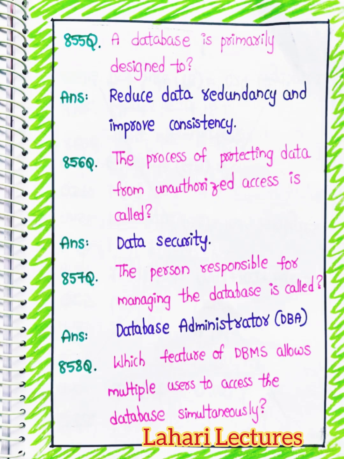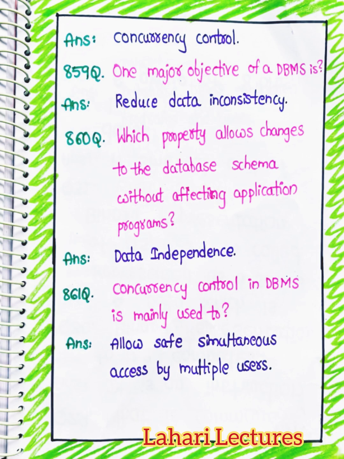Next question, the process of protecting data from unauthorized access is called data security. The person responsible for managing the database is called DBA, database administrator. Which feature of DBMS allows multiple users to access the database simultaneously? Concurrency control. Next question. One major objective of a DBMS is reduce data inconsistency.